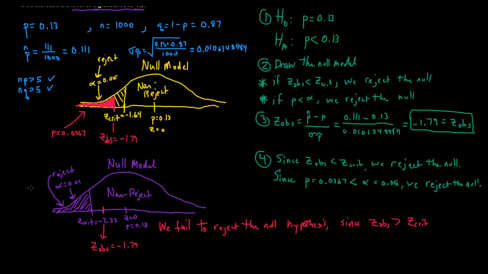Now, what about the alpha approach? The alpha approach would be to calculate the area to the left of your observed value. So we want to know what is the area under the curve to the left of our z observed value. So this area here, what's that area? That's p. Again, p is the pink shaded part.